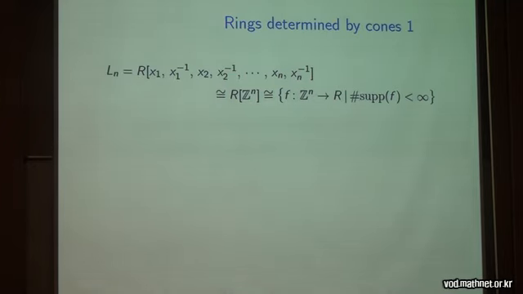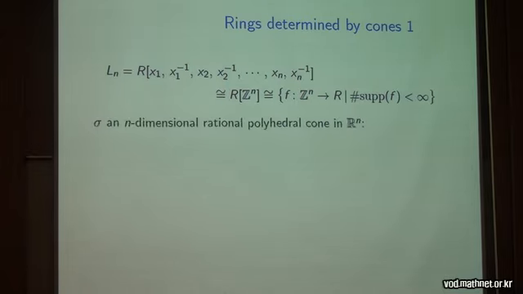Okay, so everybody who has seen toric varieties, and that should be everybody here, of course knows the beginning. I think of the Laurent polynomial ring. That's the group ring of Zn, right? Group ring of the integral lattice. I want to think of that as functions from Zn into the ring R with finite support.